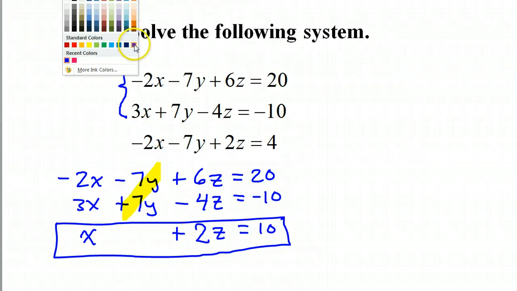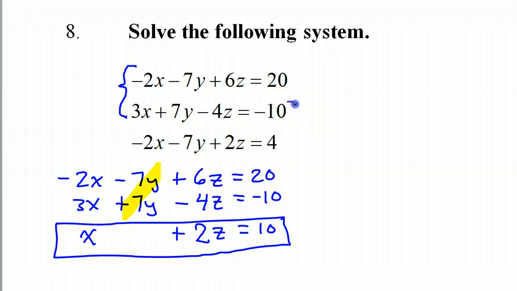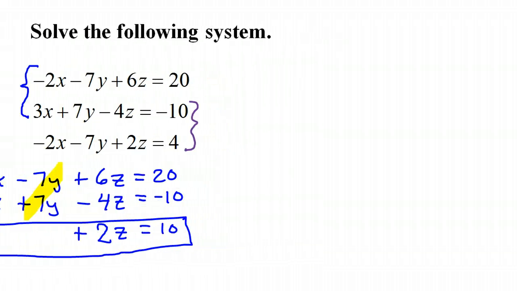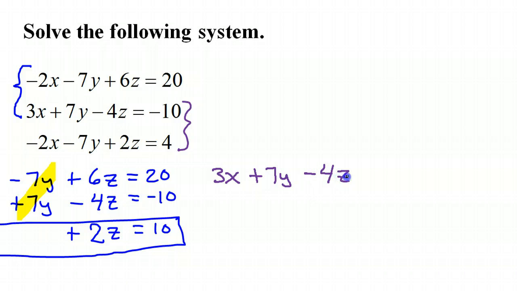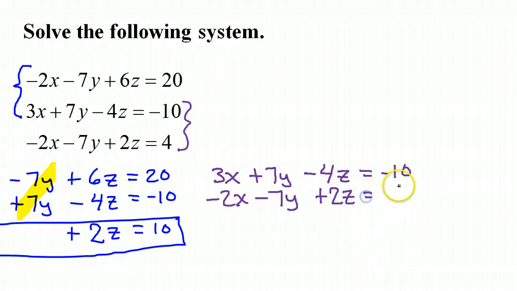Alright, I think I'll go to purple next. So we will do the next pair of equations in purple. And the next pair look like this. Okay, we have 3x plus 7y minus 4z equals negative 10. Alright, and then we have negative 2x minus 7y plus 2z is equal to 4.